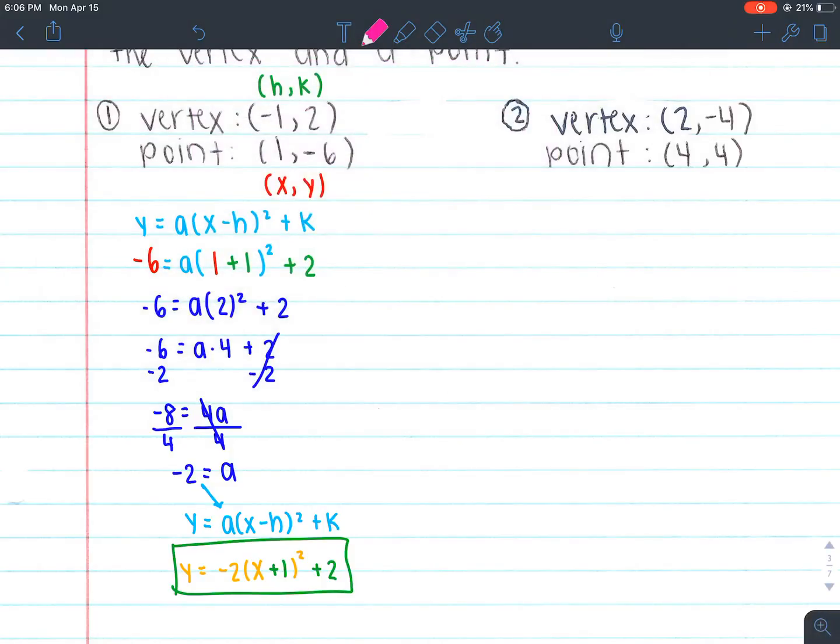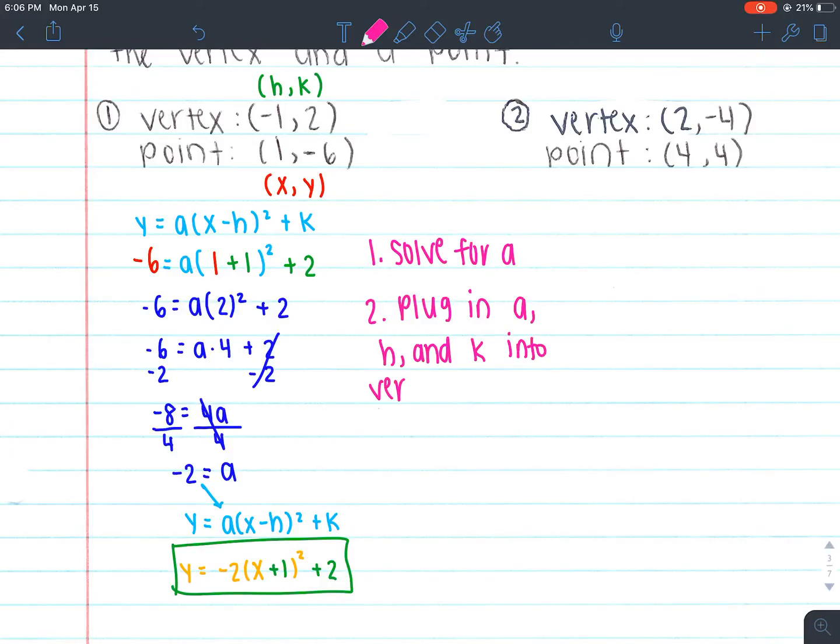If you feel confident, go ahead and try number 2. Same process. Identify what variables your vertex and point are. You're going to plug everything into vertex form and then solve for a. Okay, so let's go ahead and write our steps. We're going to solve for a. And then the second part is you plug in a, h, and k into vertex form.